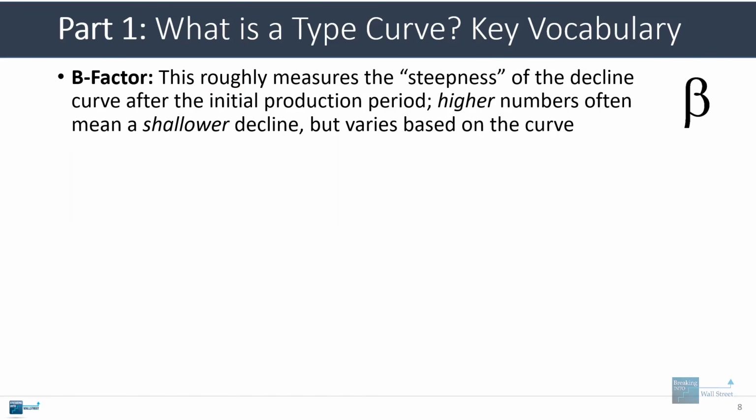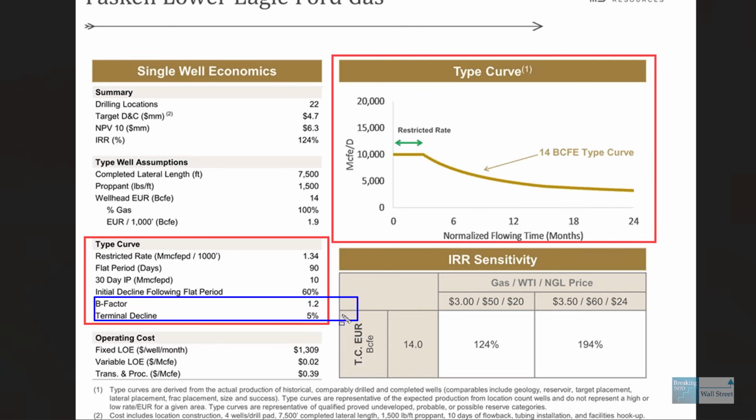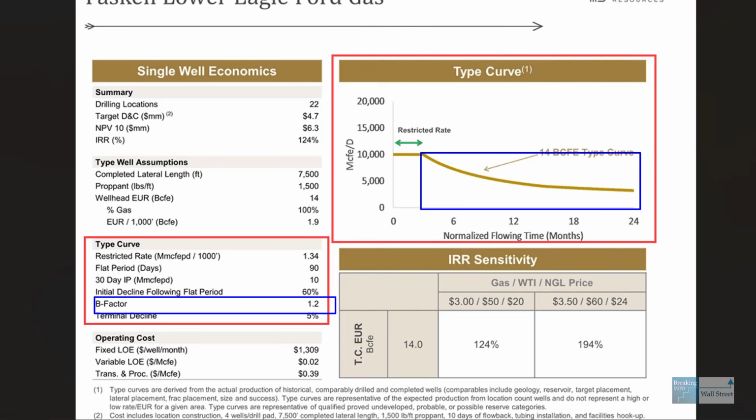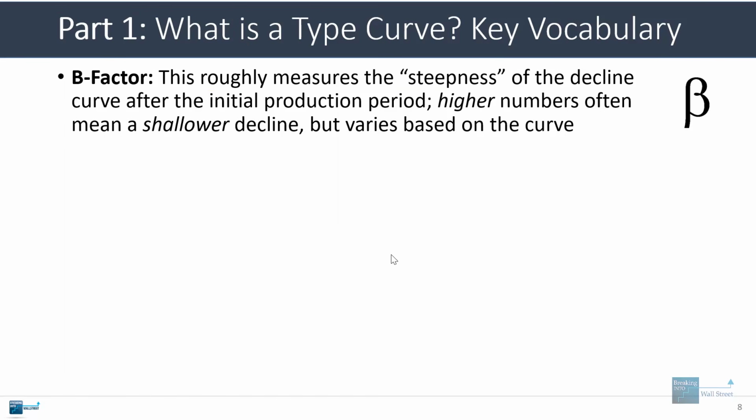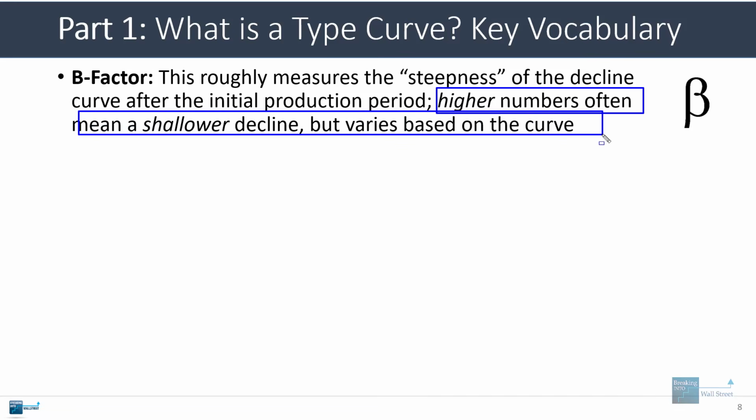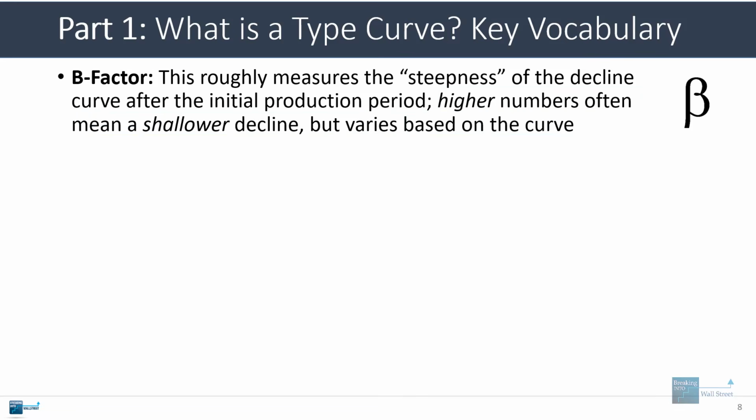The B factor is something that is also mentioned on the slide. And this one is probably not immediately intuitive or obvious to you. Essentially, this measures the steepness of the production decline of the type curve. The counterintuitive part is that what it actually means depends a little bit on the shape of the curve, but for a hyperbolic decline curve like this one, higher numbers often mean a shallower decline after the initial period. But again, this varies a lot based on the shape of the curve and what some of the other variables and drivers actually are.